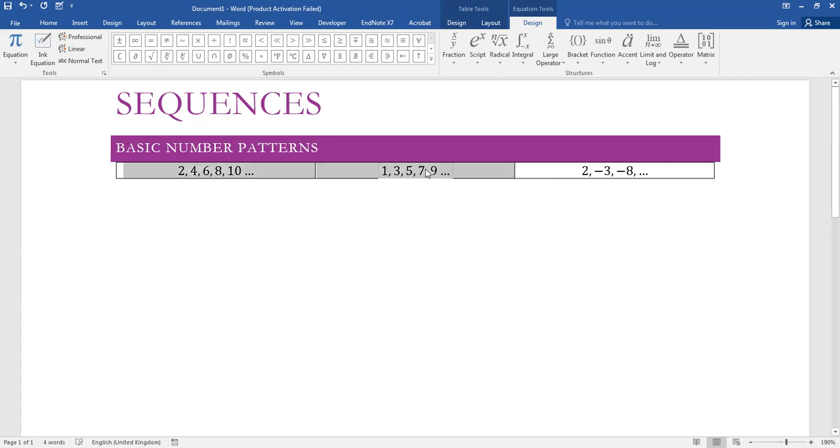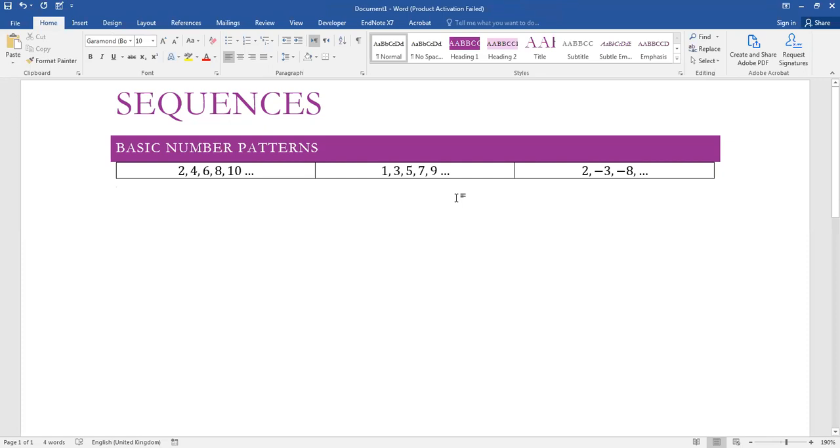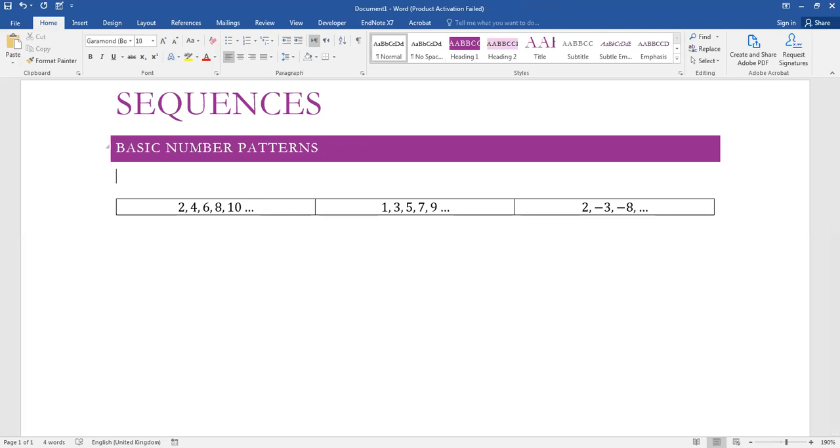All these patterns, these specific ones in which the difference is constant between two consecutive terms, are called arithmetic sequences, or arithmetic series or arithmetic patterns. What are arithmetic patterns? In which the difference between two consecutive terms is the same. Those are called arithmetic sequences.